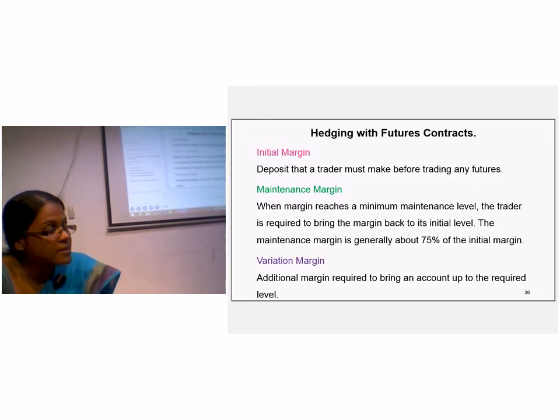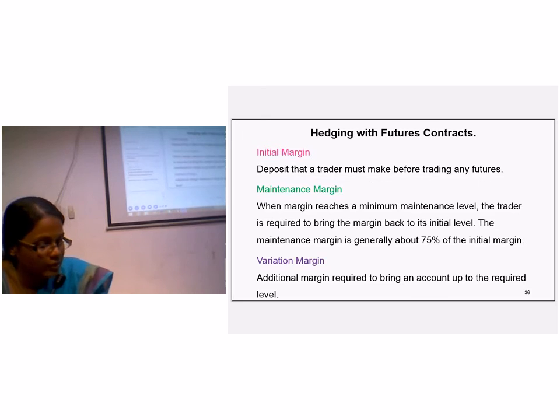First one is initial margin, that means the deposit that the trader must make before trading any futures. Before entering into the futures contract, we have to pay, normally ranging from 2% to 20% of the contract value, right? So we have to pay that. Then maintenance margin. When the margin reaches a minimum maintenance level, the trader is required to bring the margin back to its initial level. The maintenance margin is generally about 75% of the initial margin.